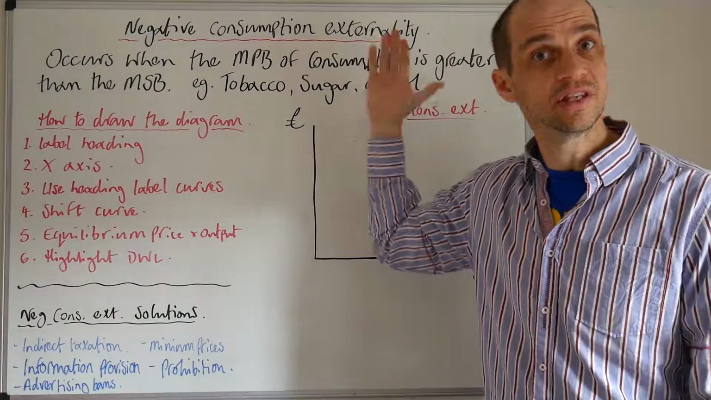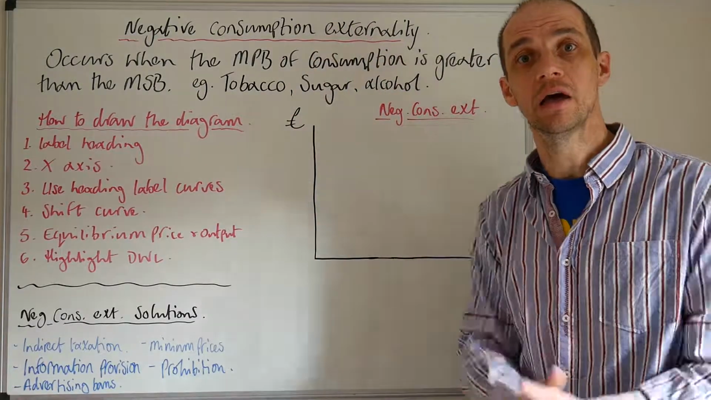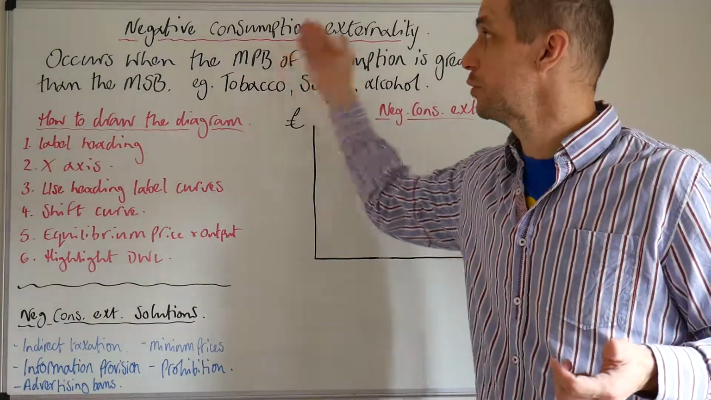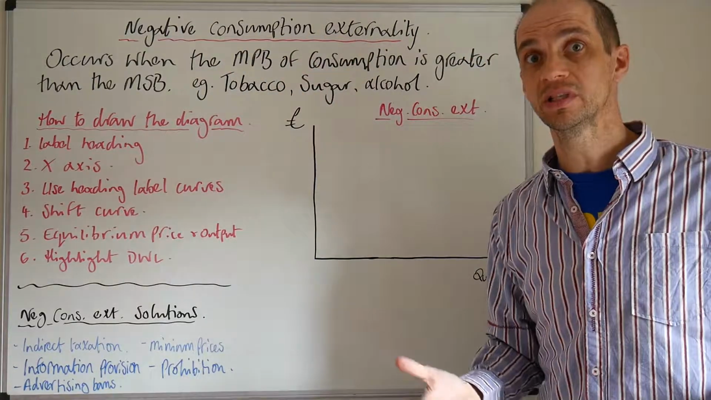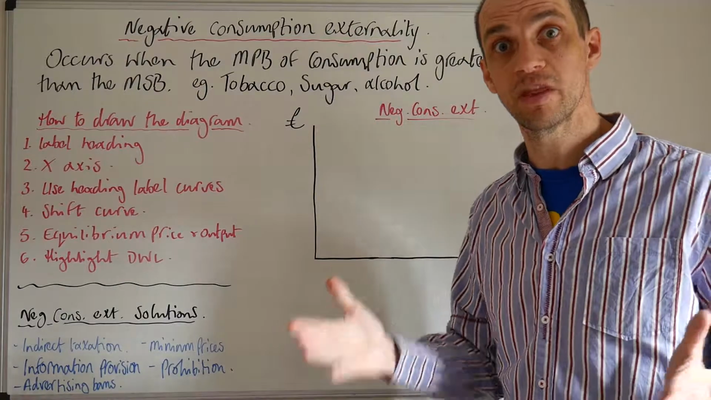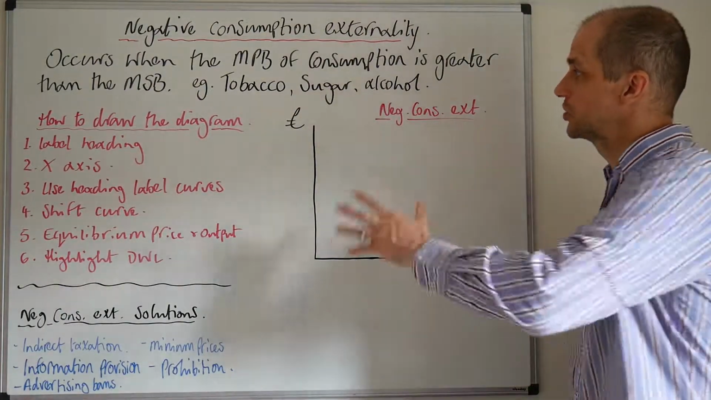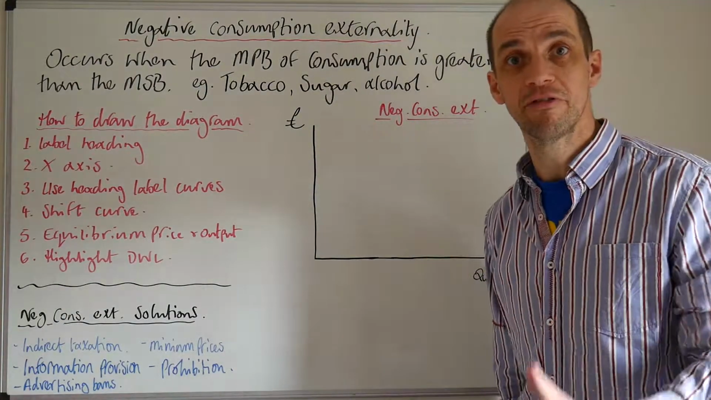Now, of course, this is another scenario of market failure, because we see those differences between the actual marginal private and social benefits, so we're going to have allocative inefficiency within the marketplace once again. So let's take a look at the diagram for this.